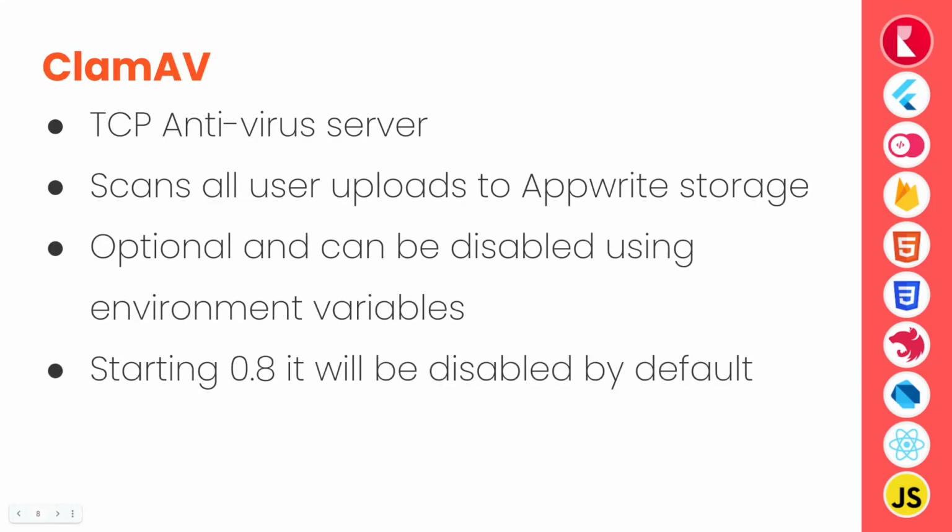ClamAV. So ClamAV is a TCP antivirus server. It is responsible for scanning all the user uploads to Appwrite storage. It is optional and can be disabled using environment variables. You can find tutorials regarding that. And starting from 0.8 version, it will be disabled by default, but you can enable it easily. And disabling antivirus will not compromise your Appwrite server because any files in the storage are not executed. It is only for the sake of your users that scanning the storage files is safe if your users are downloading those files.